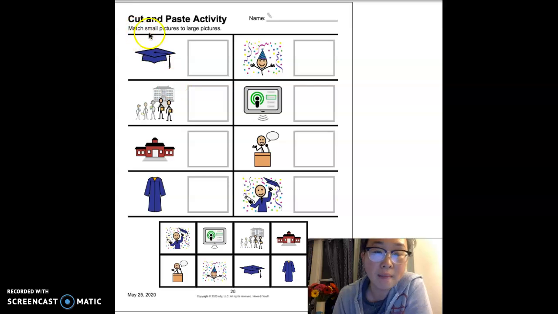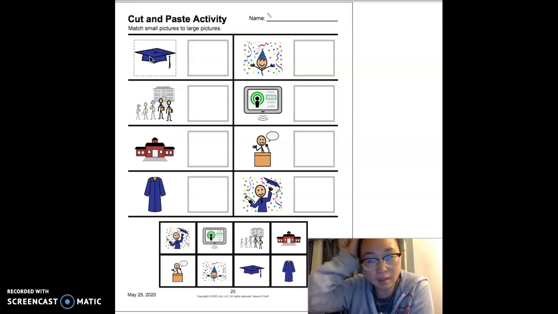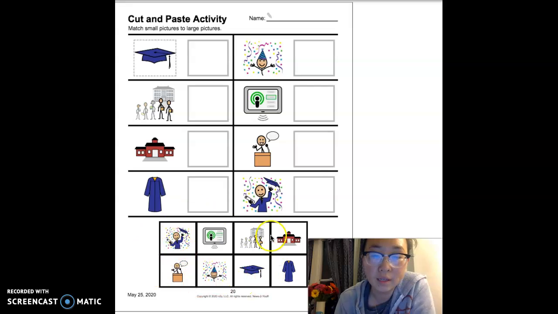We're going to match small pictures to large pictures, and this is for our 2020 graduation article. Let's look at the first one. Cap. That is a cap. A cap is what we wear when we're graduating. We have a cap with a little tassel on it. Which one is the same as cap? We have cap.